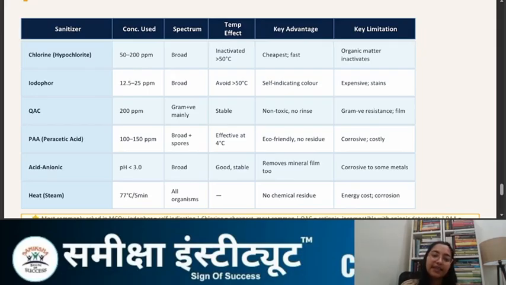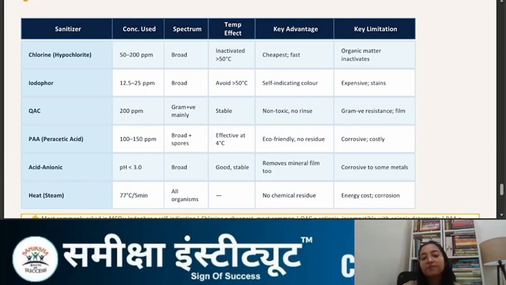Then peracetic acid solution, 100 to 150 ppm will be used. It can be employed for broad spectrum and even for spores it is very highly active. Then it is effective even at 4 degrees Celsius refrigeration temperatures. It is eco-friendly, does not leave any residue, but the issue is that it is also corrosive and sometimes costly in nature.